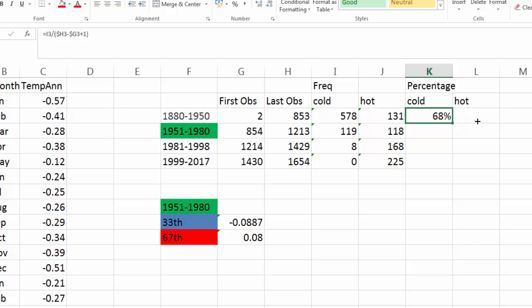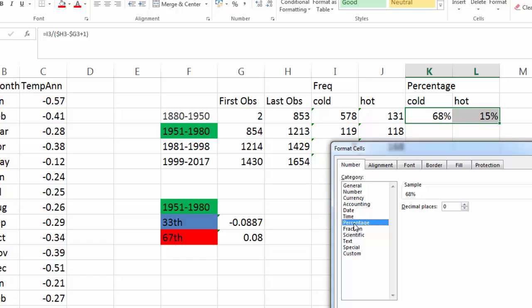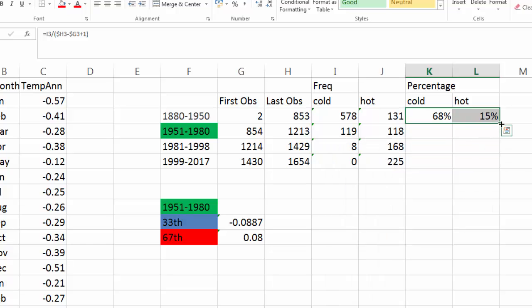So 68% of observations were cold and 15% were hot. 15% of months between 1880 and 1950 were hot. If in your case the data aren't shown as percentages, highlight them, go to Format Cells and click on Percentage, for instance as here with 0 decimal places. Now we just need to copy this down.